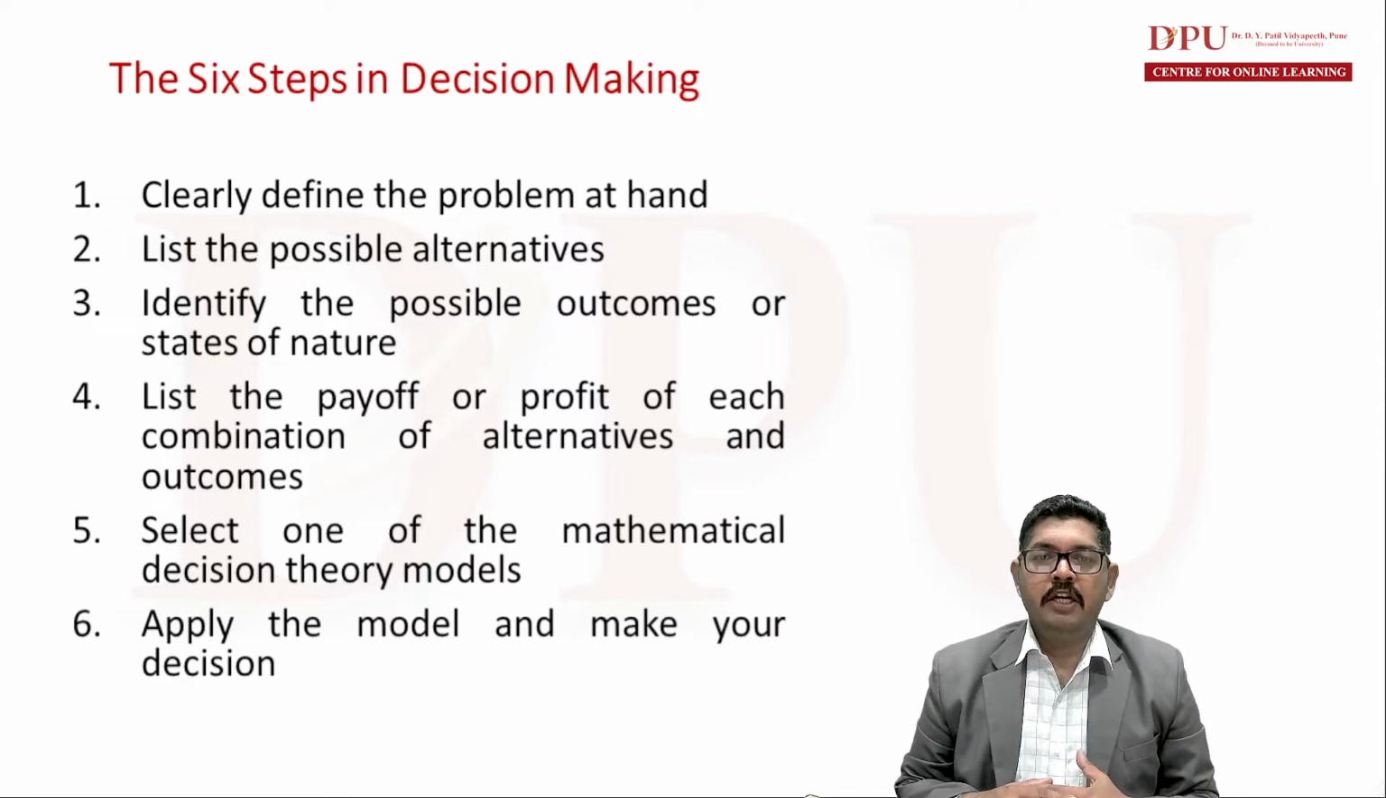The second step is to list the possible alternatives. Understand and list out all the possible courses of action or alternatives available to a manager. Then in the third step, identify the possible outcomes or states of nature. So identify the outcomes, payoffs, or we can say the output of choosing alternatives and states of nature. Then list the payoff or profit of each combination of alternatives and outcomes. Then in step 5, select one of the mathematical decision theory models. And number 6 is apply the model and make your decision.